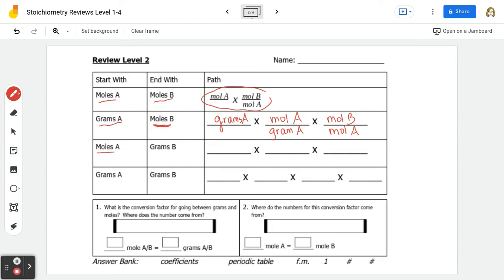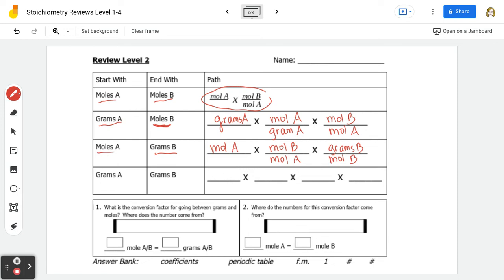On this third one, you are starting with moles of A. And when you have moles of A, that is when you can go directly to moles of B. And then on this one, they want you to get to grams of B. So you will cancel moles of B and then convert to grams of B on the top.